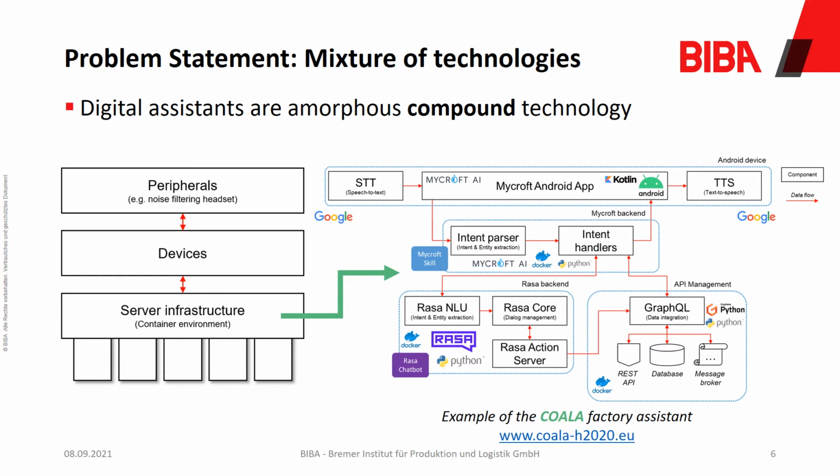application is. And on the right-hand side, you see an illustration of the architecture for our COALA factory assistant. COALA is a European funded research project, and we're coordinating it. So that's what we are building there, based mainly on open source technologies. And you see the differentiation between the Android device, mobile device, and the various parts of the backend that stay on the server infrastructure.